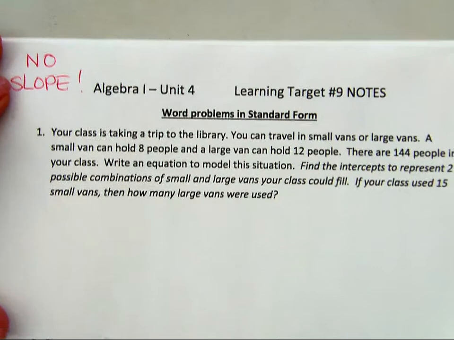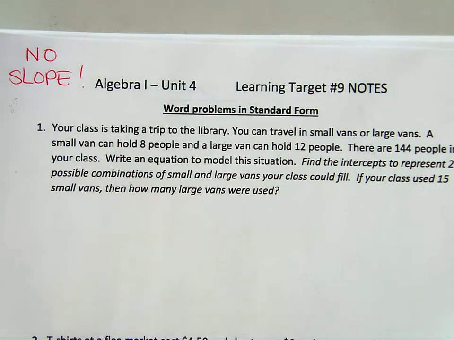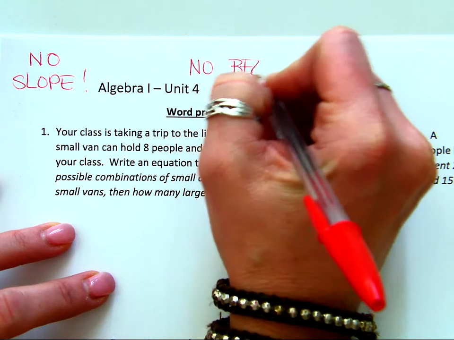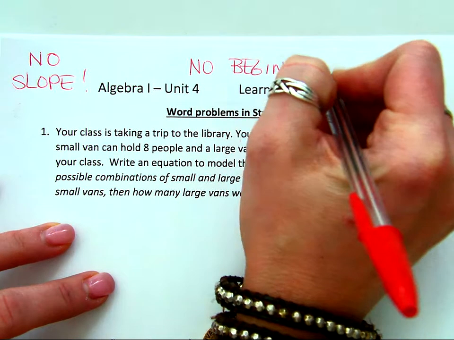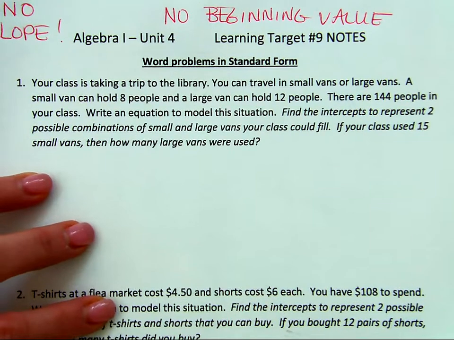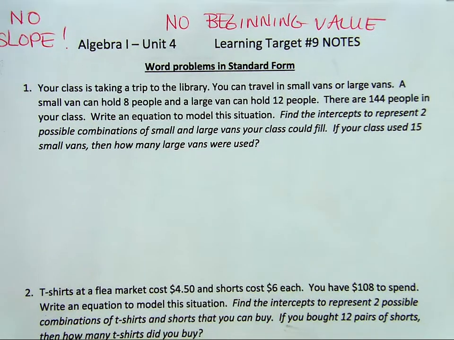So when we do word problems in standard form, the first thing that's helpful to know is that, it's kind of weird because I've been dealing with slope and intercept and slope and beginning value and all this stuff. You don't need to know anything about slope to do a problem in standard form. You also don't need to know anything about a beginning value in standard form. Okay? And I know that probably makes you think, well, then what the heck are we doing?